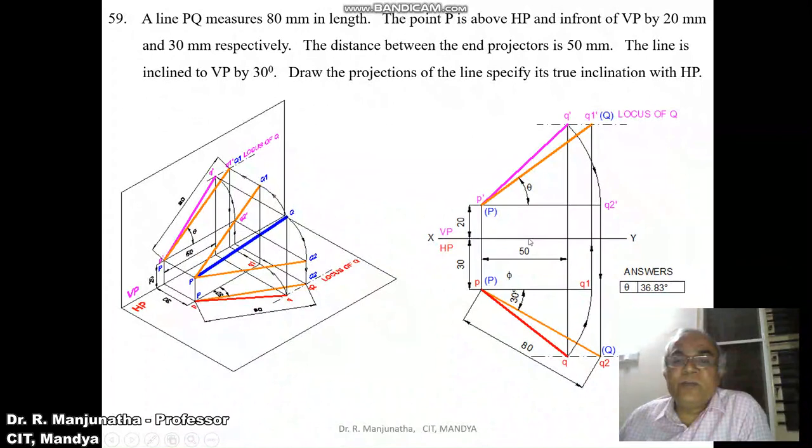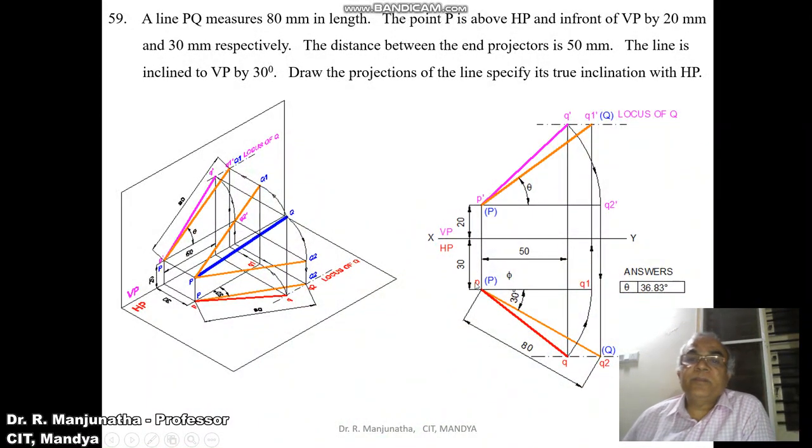So from the XY line, you measure 20 mm above the XY line and draw a horizontal line, and 30 mm in front of VP, that is 30 mm below the XY line, and draw a horizontal line. Consider any point and then draw a vertical projector so that it will cut both the lines at this point and at this point. You mark this point as small p dash and you mark this point as small p.